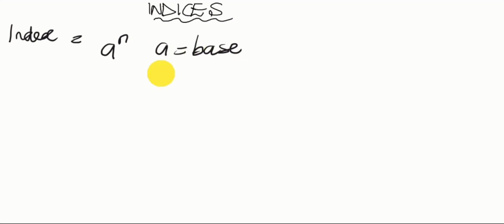Indices is a plural of the word index. So we have index numbers. The general form of an index number in mathematics is a raised to the power n, where a is called the base and n is called the index. And that's where the word indices came from. You can also call it the power, but we say a raised to power n. You can also refer to it as degree.